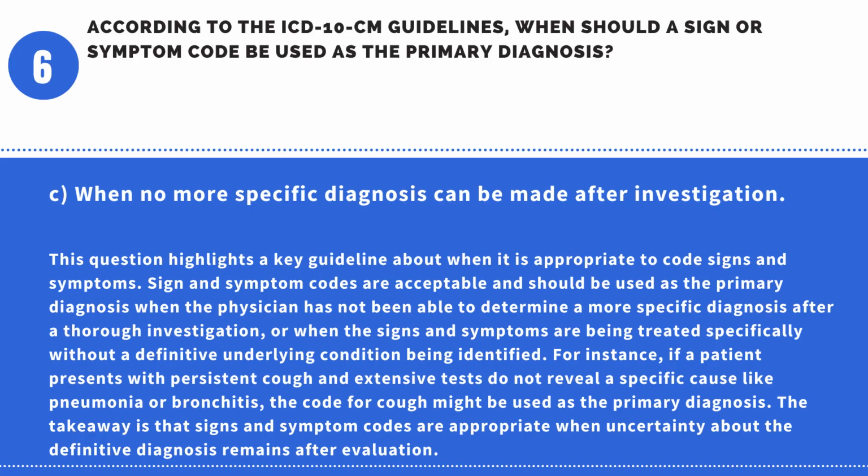For instance, if a patient presents with persistent cough and extensive tests do not reveal a specific cause like pneumonia or bronchitis, the code for cough might be used as the primary diagnosis. The takeaway is that sign and symptom codes are appropriate when uncertainty about the definitive diagnosis remains after evaluation.